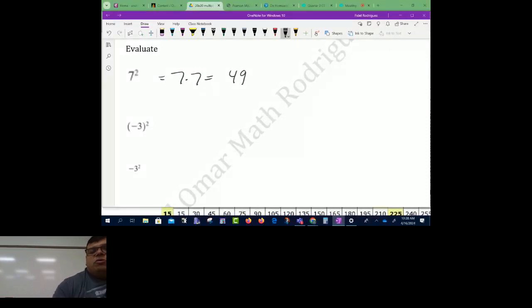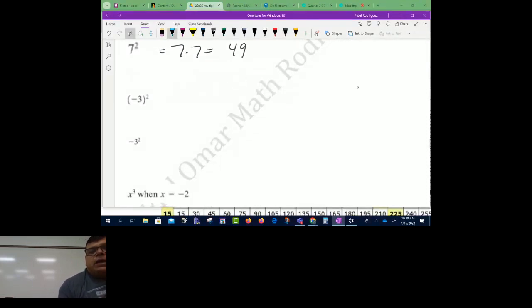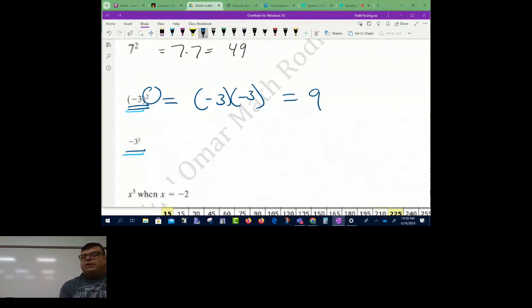The main thing I want to point out here about the exponents is problems that look like these, like the next two. And we can see that there's a difference in those two problems. This one has parentheses, this one doesn't. So when I have parentheses, I'm going to write the number that's inside my parentheses as many times as my exponent tells me to do that. So if it's negative 3 in parentheses, I write negative 3 times another negative 3, which is a positive 9, right?